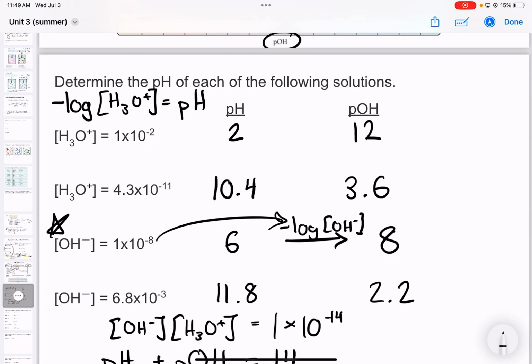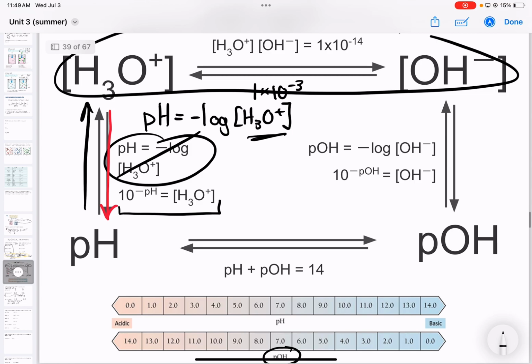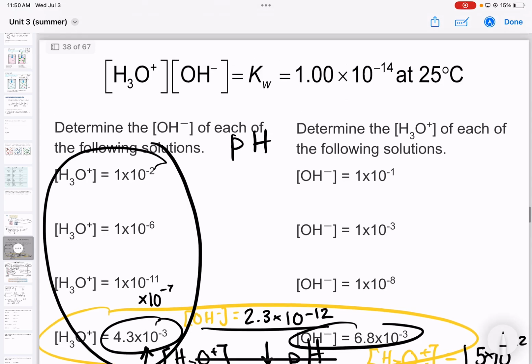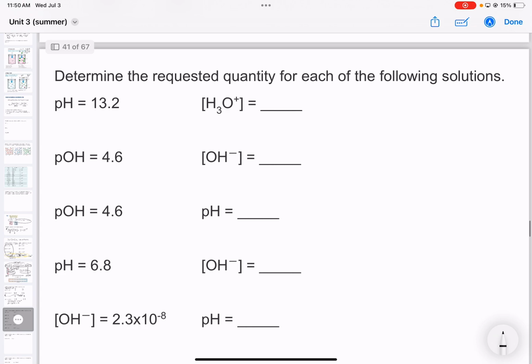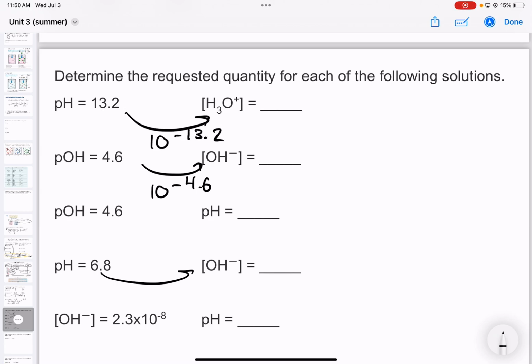Yeah. So, okay. So you'll have lots of these. The only ones we didn't practice a ton are the reverses. So if you're given pH or POH, I don't even know if I have any of those on here for some reason. Oh no, they're right there. So if you're given POH, you need to get OH minus: 10 to the negative 4.6. Same thing for pH to H3O plus, 10 to the negative 13.2. Solve that out. Don't list it as 10 to the negative, because that's not scientific notation. That is an operation you need to complete.